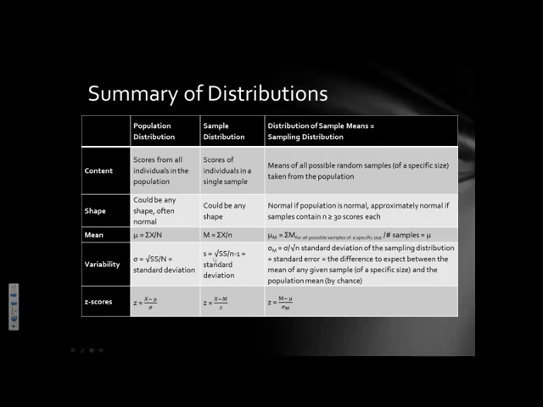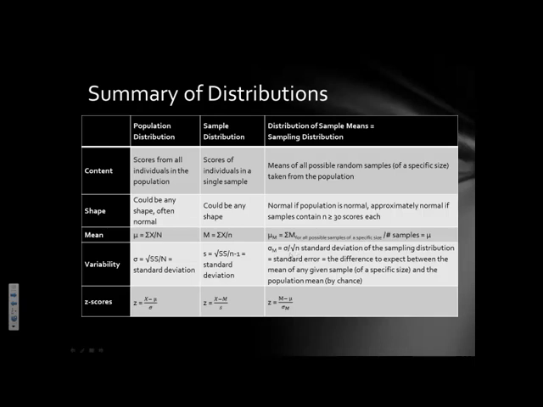Because remember, samples tend to underestimate how variable or spread out scores are in the population. So we wanted to bump this up a little bit by subtracting 1 in the denominator. Then variability for the distribution of sample means, or the sampling distribution. This is the formula that we're going to be most concerned with. Just standard deviation divided by the square root of n.